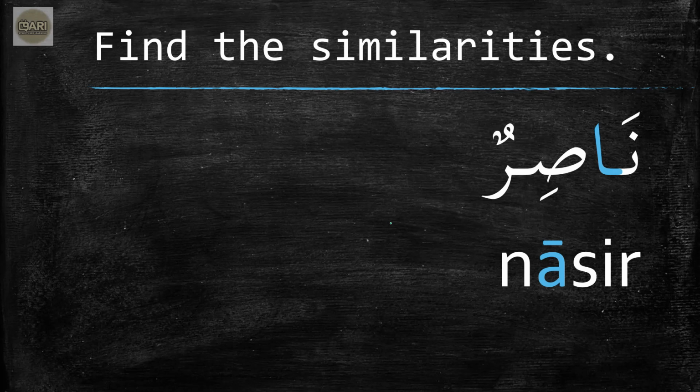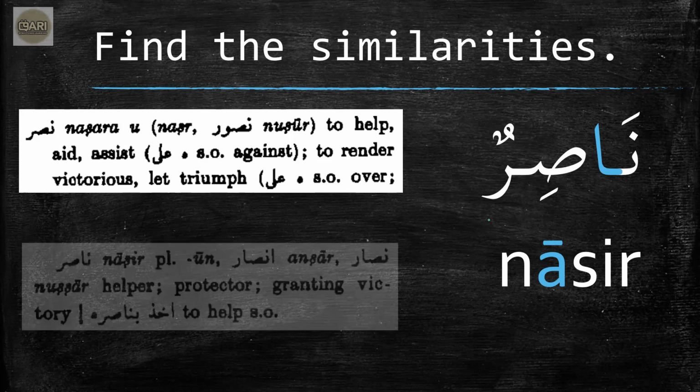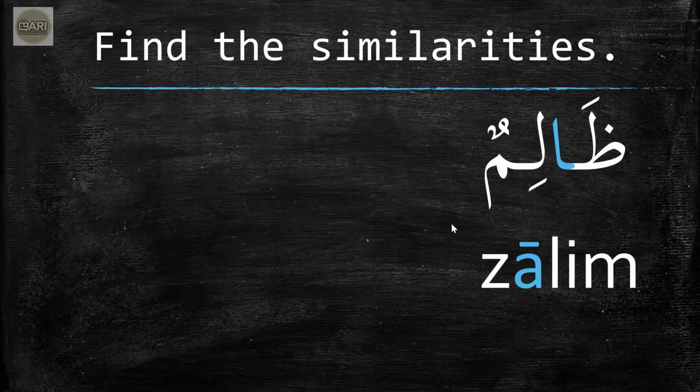Nasir, again, you can see the same structure there, with the macron on top of the A. So nasra means to help, to aid, to assist. And so if someone does that action, then he or she is an aid. An aid is a person who helps, or a helper, or an assistant, or someone who gives victory. So we have helper, protector, granting victory, "ing" there. Helping, rendering victorious, aiding, assisting, all of those work.